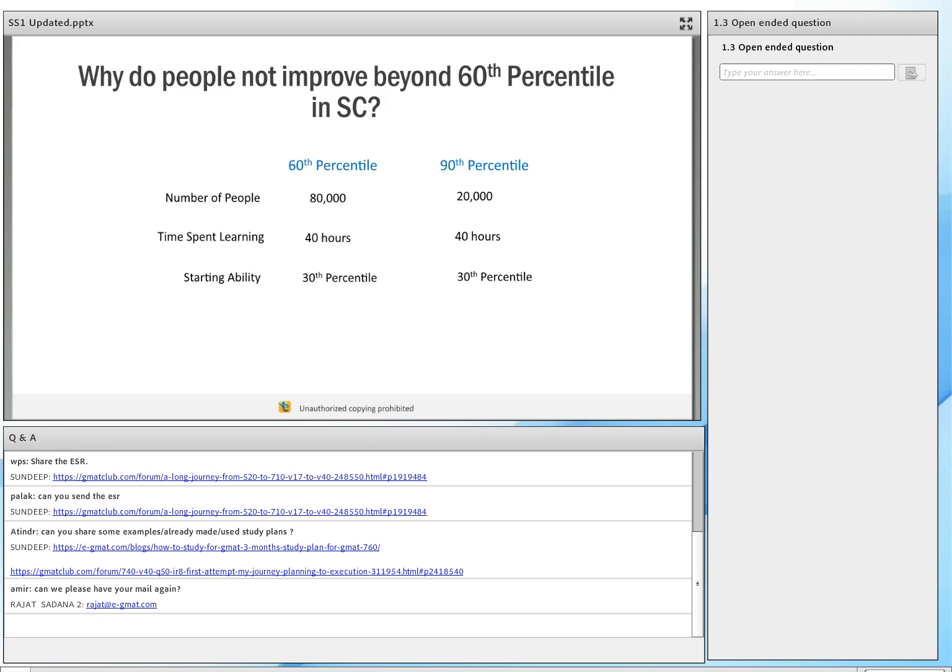The number of hours they spend learning in a subsection, let's say SC or CR, is very similar. Their starting ability, again, very similar. Their capability, which is what someone called aptitude, is also very similar. The difference is the attitude towards learning. The difference is the amount of time they spend on learning the content versus what I call brute practice.